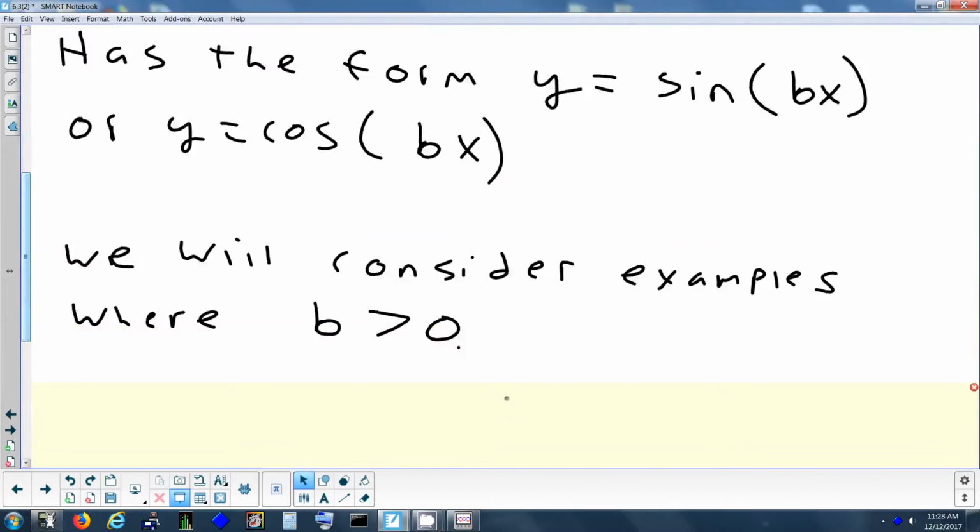So for what we're going to do is we're only going to look at examples where the number in front of x is positive. It could be negative, and if it was negative, it would be a flip. But we're just not going to look at graphs that flip horizontally. We are going to look at graphs that flip vertically. We just did that. But not horizontally.